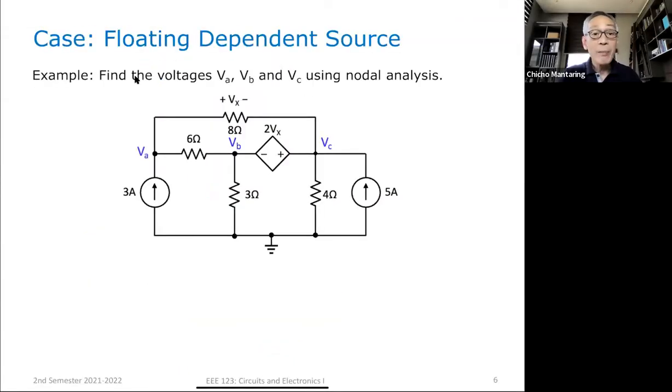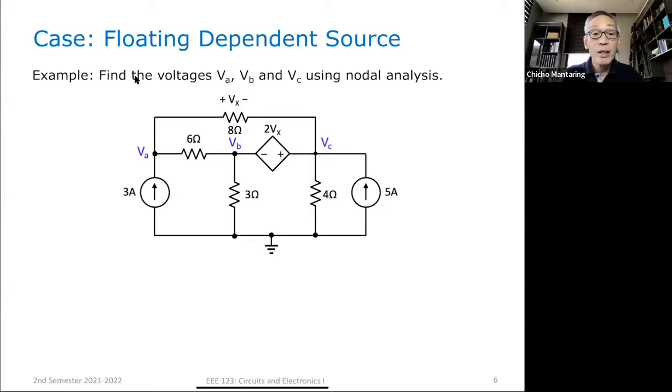Okay, here's another example, no? This time I have a dependent source, but it happens to be a floating dependent source. Take a look at this. What do we mean by a floating source? A floating source is a source which connects two nodes, neither of which is the reference node.